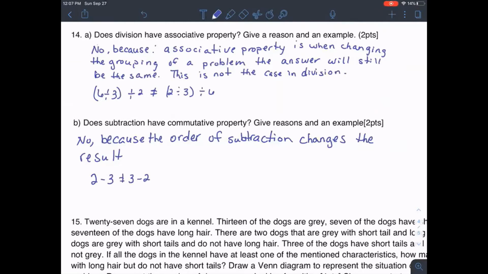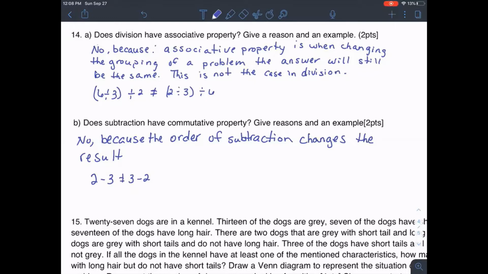All right, so number 14 says, does division have the associative property? Give a reason and an example. No, it does not, because the associative property is when changing the grouping of a problem, the answer will still be the same. This is not the case in division. Like if you say 6 divided by 3 is grouped together, and then you divide that by 2, that would give you 1. But if you divide 2 divided by 3 and then divided by 6, that's nowhere near 1. So changing the grouping does not keep the same value as it does in addition or multiplication.